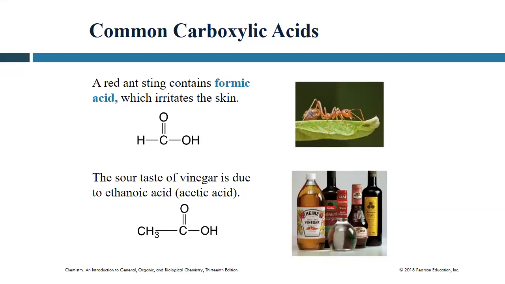A couple of your more common carboxylic acids: methanoic acid or formic acid. This is the substance that in red ants in particular, when they sting you, that stinging sensation is formic acid. So inside of the saliva or whatever it is that they put on you when they bite you, that is the substance.